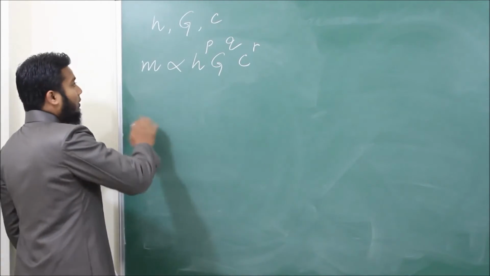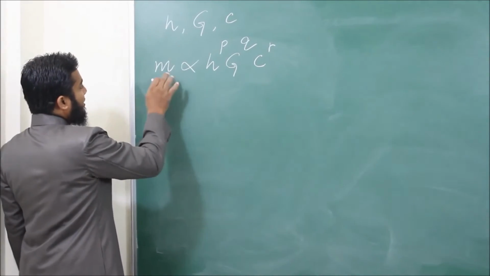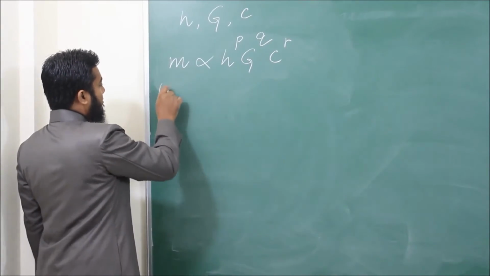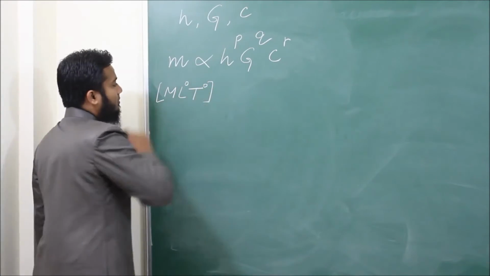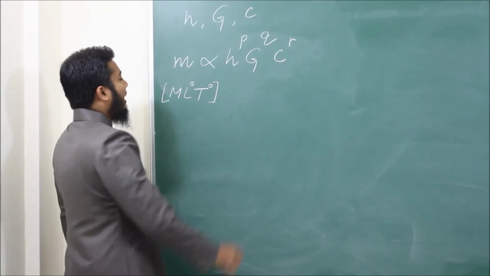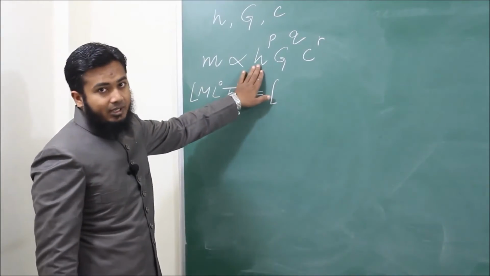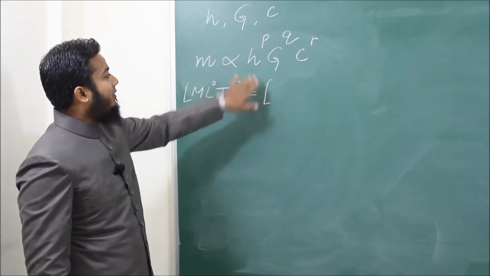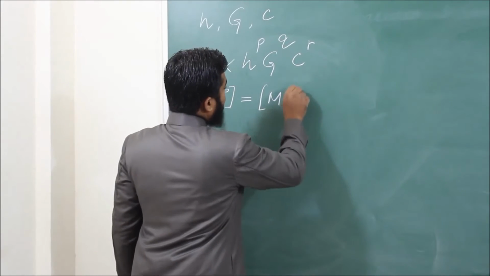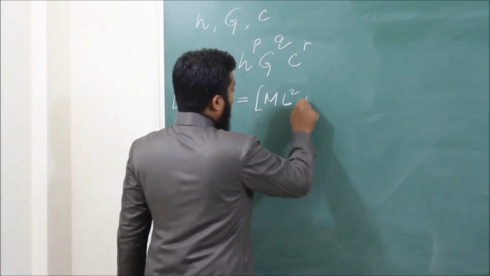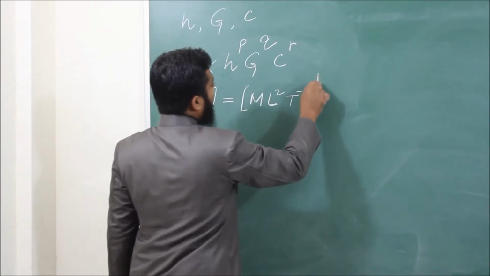Now, dimensions on the left hand side and right hand side should be the same. Dimension on the left hand side is mass, and length and time are not there, so L^0, T^0. And on the right hand side we have the dimensional formula for Planck's constant. If you remember, last time we calculated the dimensional formula of Planck's constant, which is [M L^2 T^-1], and the whole is raised to the power p.